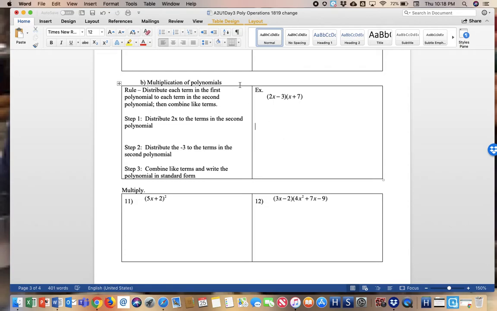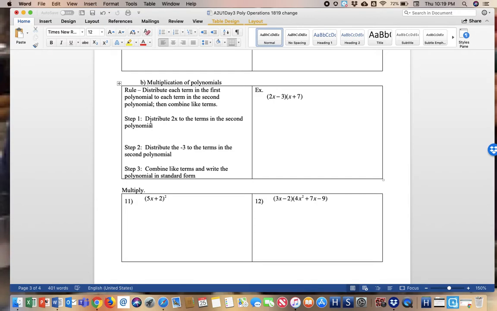on the multiplication of polynomials, but you'll notice instead of the previous video where we had one term, now we have two terms. So it's going to be what's called a binomial times a binomial. So let's go ahead and read through our directions, and then we'll kind of explain how that would work in this example. So here it says to distribute each term in the first polynomial, so in that case that would be the 2x and the negative 3, to each term in the second polynomial, then combine like terms.